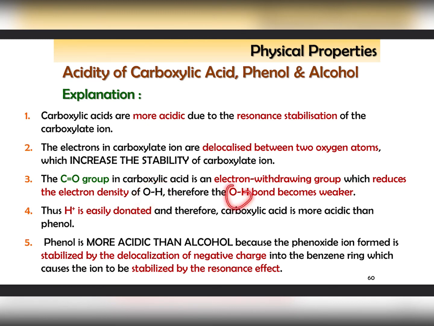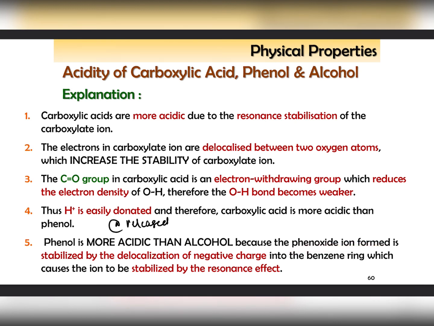Therefore, OH bond tu akan jadi weaker. So bila OH bond tu weak, H plus ion will be easily removed. Okay, so H plus ion will be easily released ataupun donated, and therefore the carboxylic acid, it is more acidic compared to phenol. Okay, so phenol ni pula, it is more acidic compared to alcohol biasa because phenoxide ion yang form.